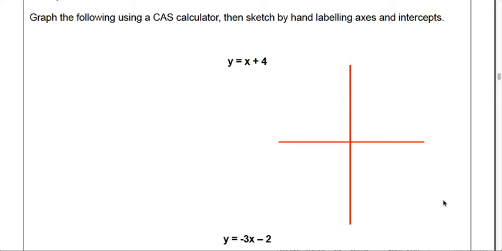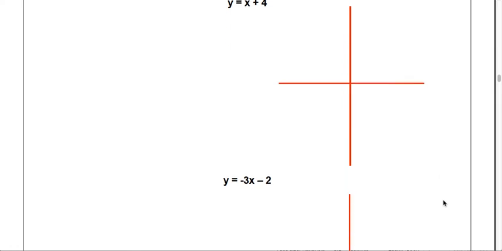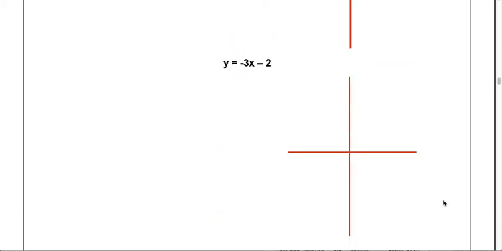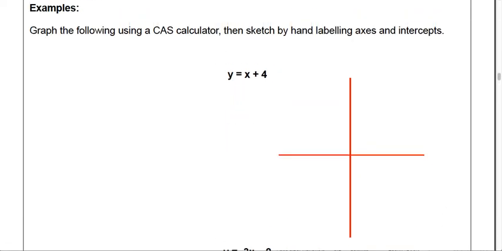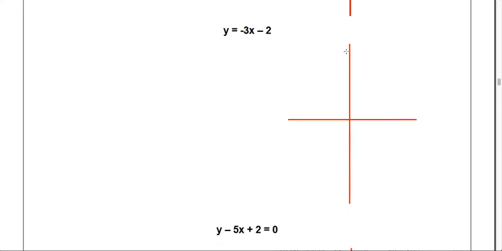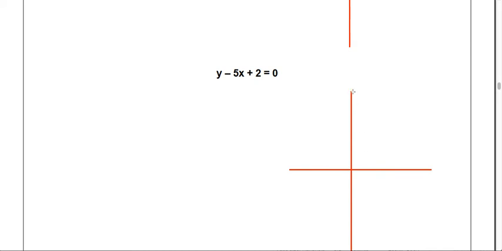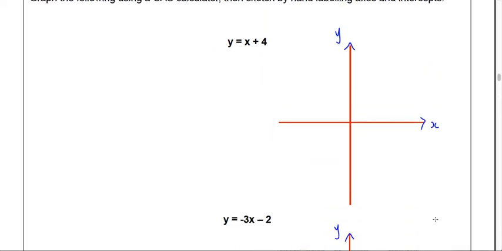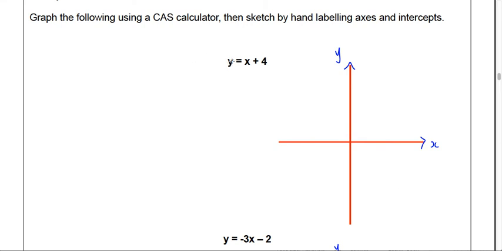Okay, so first of all, for the 3, I've just set up a set of axes. So just 2 perpendicular lines, and what you can also do is mark on those the y and the x axes. You do put a little arrow to indicate that the axis keeps going beyond what you have drawn. So something like that. With this first one, we've got y equals x plus 4.